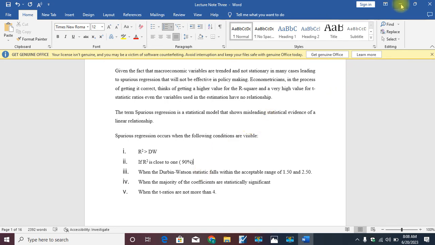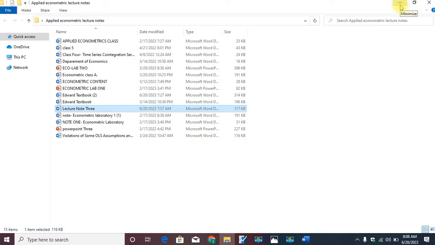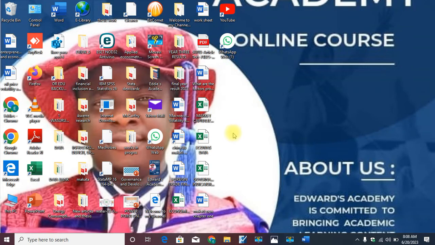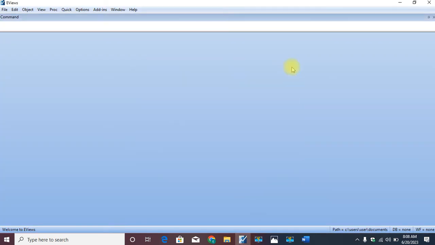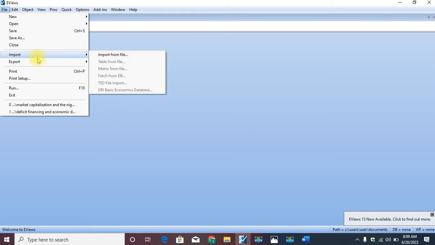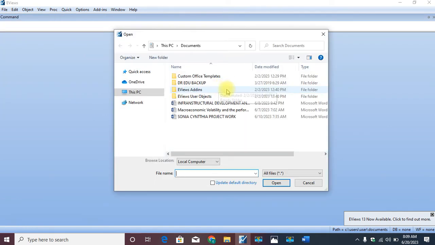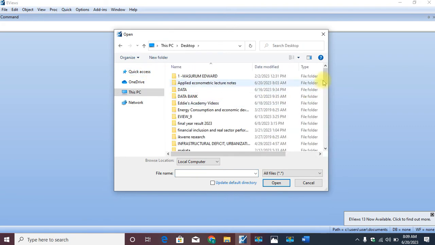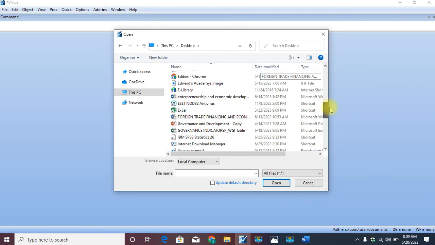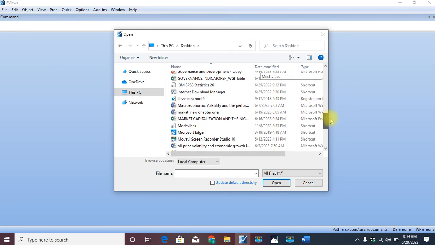So if I want to go to my EViews portal, I actually go back to what I did the other time. This is my EViews. I open my EViews. Import my series. This morning I want to import my series from file. I move to this area. I actually want to access the desktop. I locate my Excel sheet.